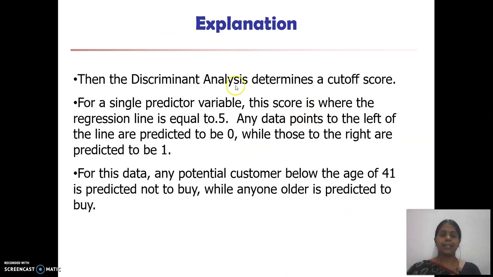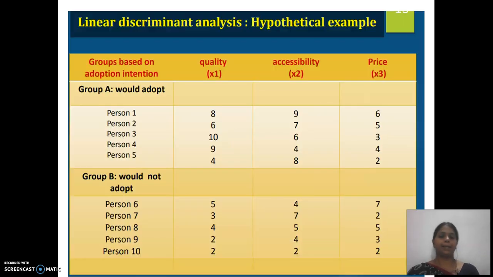So in discriminant analysis, 0.5 is treated as the cutoff. For a single predictor variable, this is the score where the regression line is equal to 0.5. Any data points left of the line are predicted to be 0, while those right of the line are predicted as 1. So 0.5 is treated as the cutoff score. For this data, any potential customer below age 40 or 41 is predicted not to buy, while anyone above that age is predicted to buy.